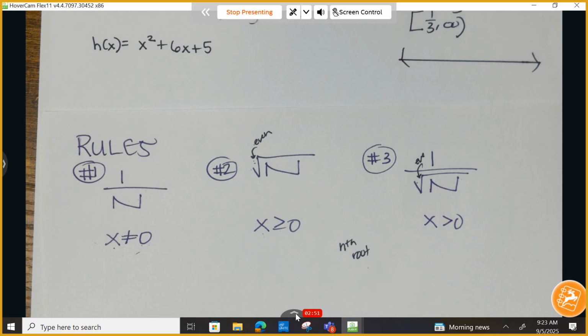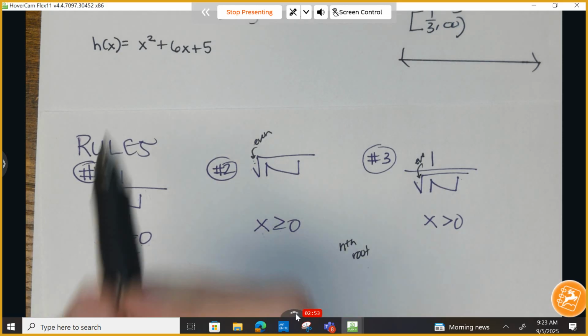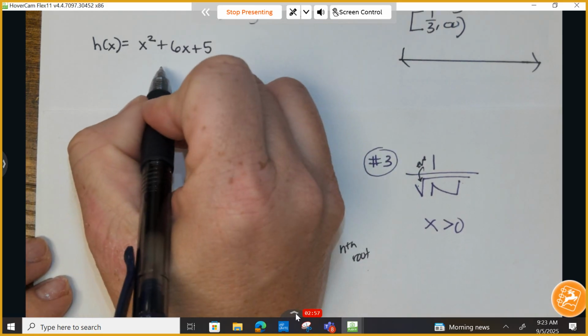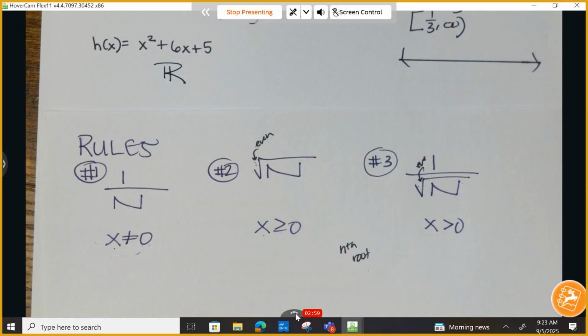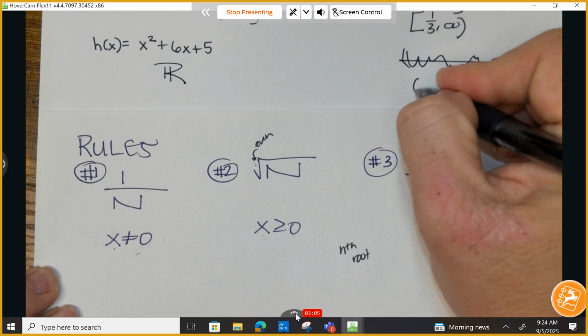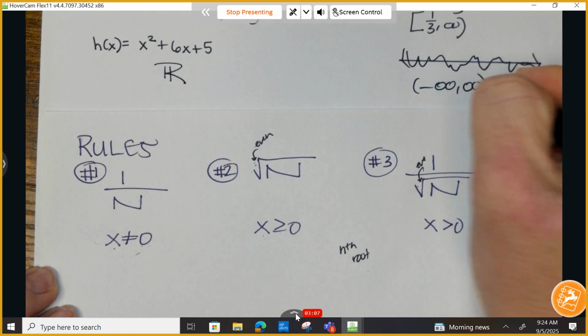That means there's no limitation to what you plug in. You can plug in any real number, and you will get a corresponding real number back. So there is no limits. That stands for all real numbers, or you could write out the words all real numbers. How do we graph it? It's all the way across the number line, and we write it from negative infinity to positive infinity.